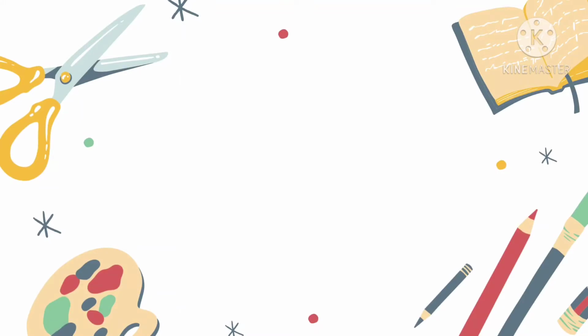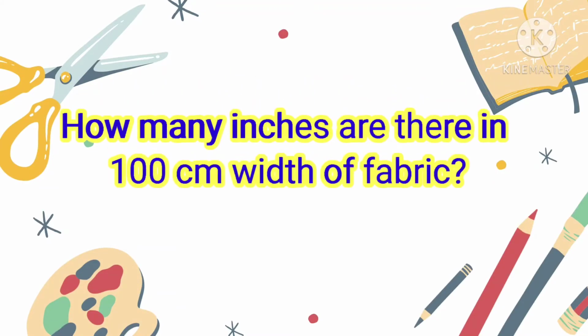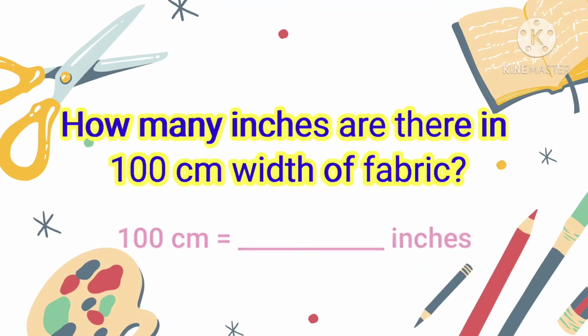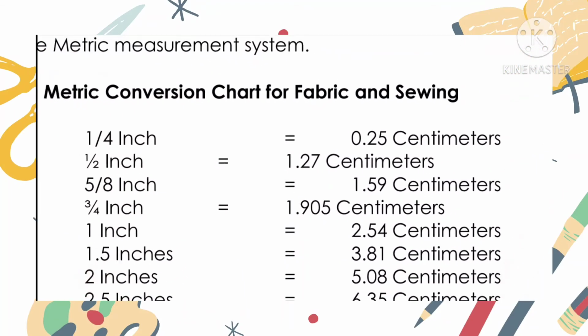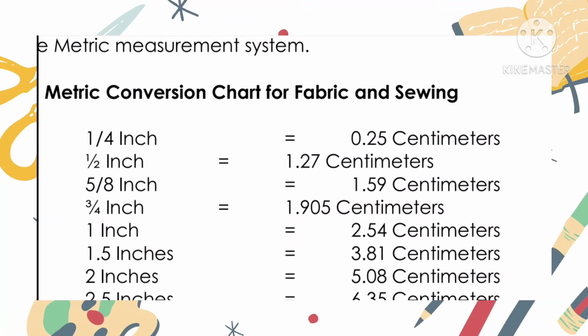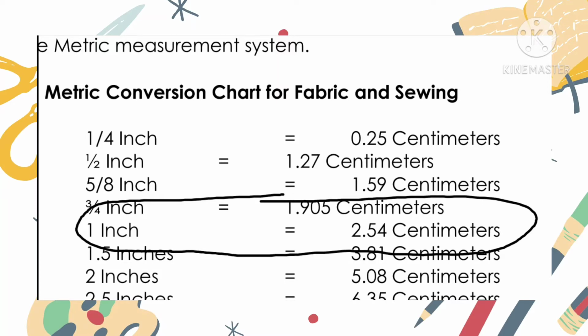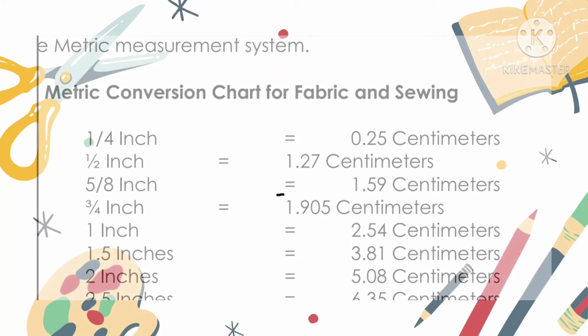Let's try this one. How many inches are there in a 100 centimeters width of fabric? In this question, we are going to convert 100 centimeters into inches. Before we proceed to conversion, we are going to first identify the equivalent of 1 inch to centimeters. You can find it in the metric conversion chart available in your worksheet at page 11.